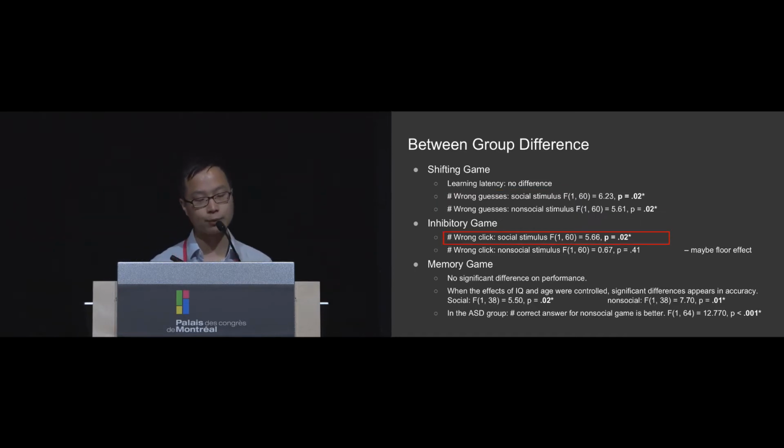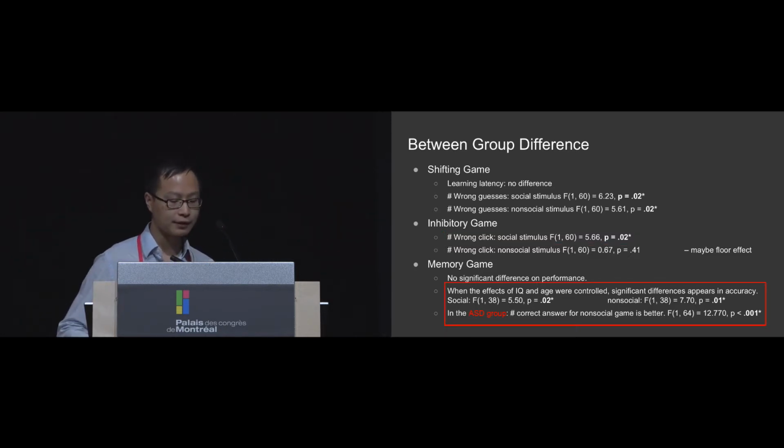have more wrong guesses in both the social stimulus and the non-social stimulus. In the inhibitory game, we can find a significant group difference in the social stimulus, but not for the non-social stimulus. Our guess is because of floor effect. And for the memory game, there is no significant group difference, but if we control for age and IQ, then the difference is found.